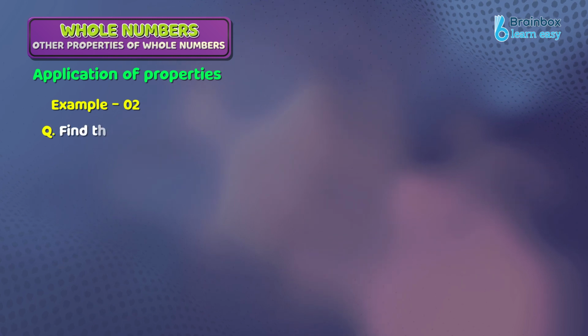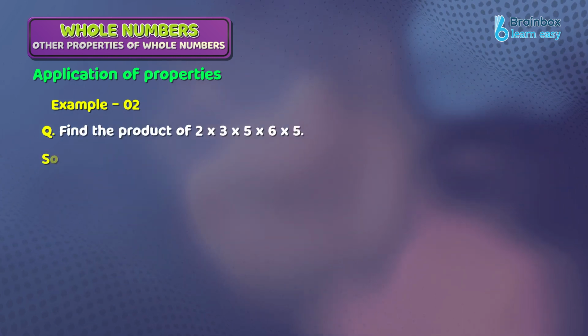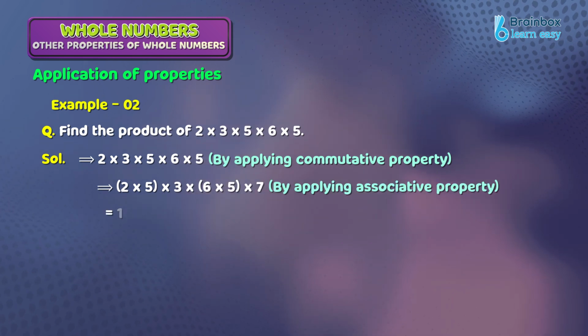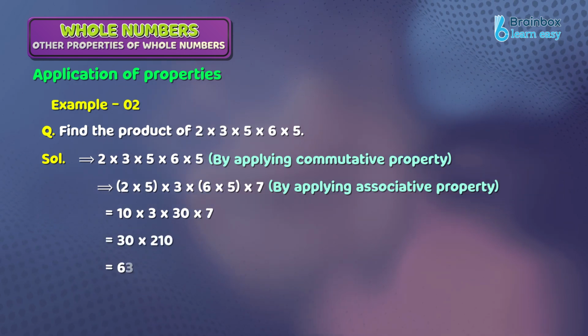Example 2. Find the product of 2 into 3 into 5 into 6 into 5 into 7. Solution. We can regroup by applying commutative property. So we can write open bracket 2 into 5 close bracket into 3 into open bracket 6 into 5 close bracket into 7. 10 into 3 into 30 into 7, or 30 into 210, which is 6300.